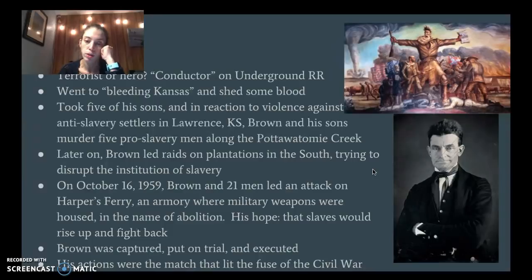Brown was captured. It was considered sort of a treasonous act at the time against the country. He was put on trial and he was executed. And his actions were one of the sparks that really started the Civil War.